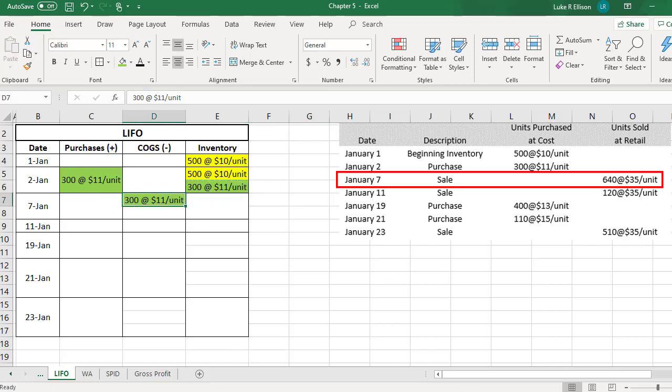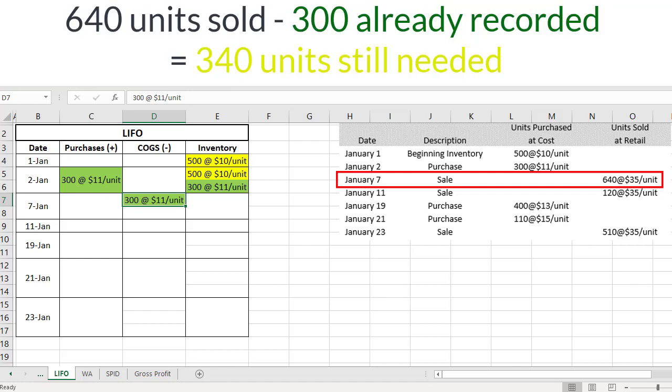But that doesn't quite cover the 640 units sold. So we need to go to the next layer, the yellow units, and grab the remaining required units. The question is, how many units do we still need? Well, we had 640 units that were sold in total, minus the 300 green units that we already recorded, equals 340 yellow units sold.